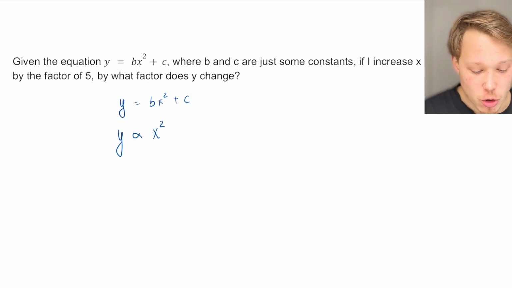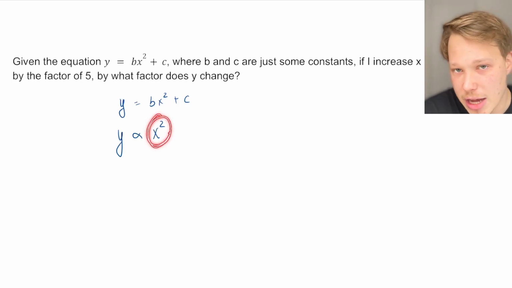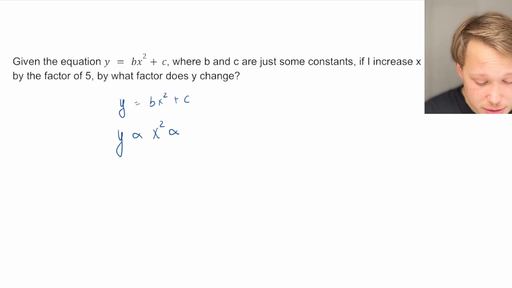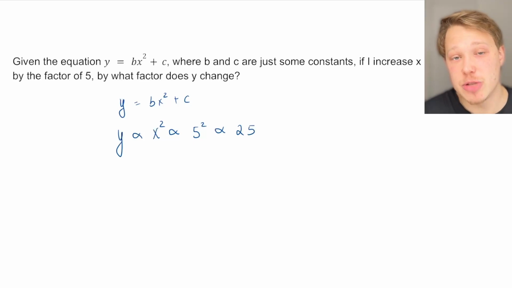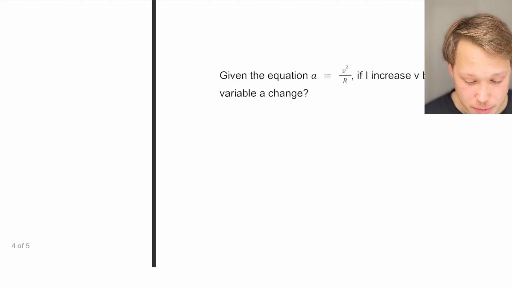Remember, it's not only that you can have something directly proportional to x, right? It can also be proportional to x squared. Anyway, now that we rewrote this, let's plug in 5 for x. So we get that y changes by a factor of 25. Great. Now, let's take a look at the next example.